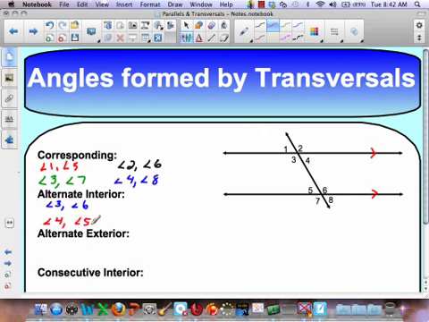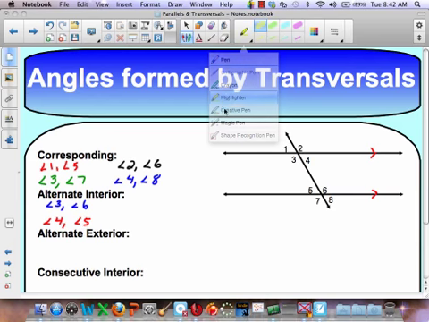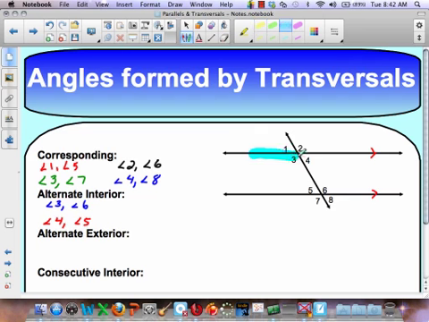4 and 5. And guys, here's the best thing I can tell you to do. It's really easy to identify alternate interior because all you have to do is look for the Z. As long as you have a Z, you've got alternate interior angles sitting in the corner of the Z. It's really easy to identify those. So that's alternate interior.